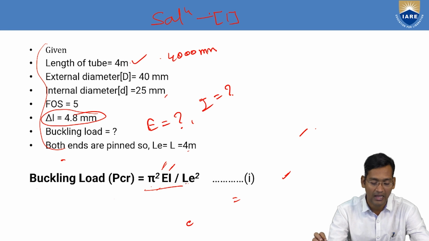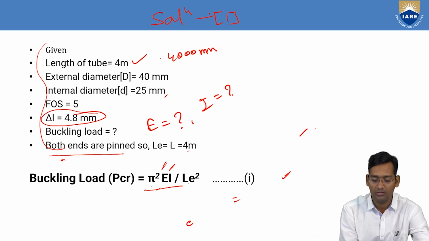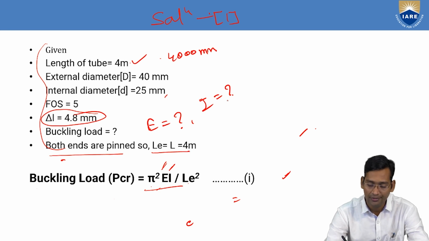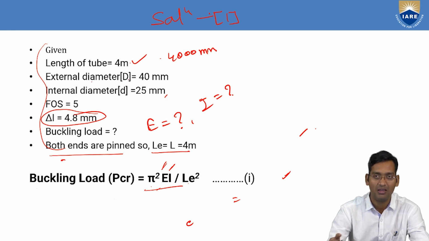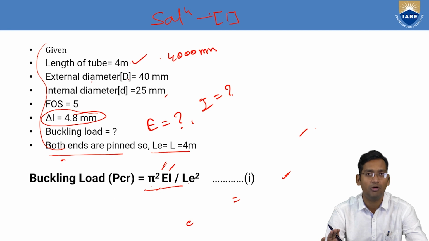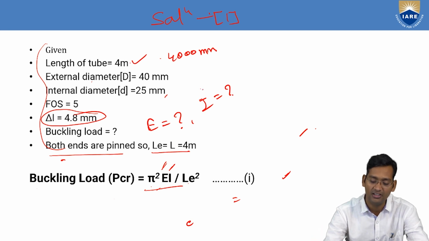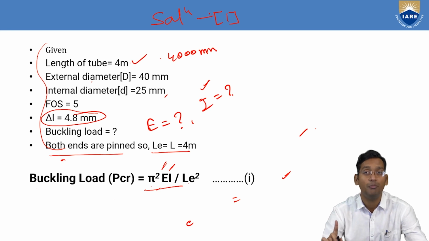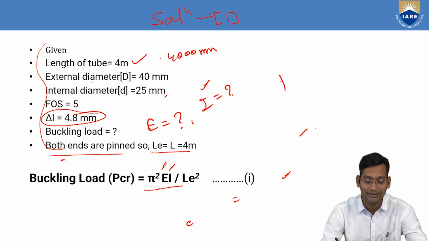So both ends pinned, means LE is equal to L, and 4. So now just see E required, I required for finding this equation. Now how we will find the E and I? I directly we can find from here. I is pi by 64, capital D power 4 minus small d power 4. So for finding I there is no issue. Directly we can find, that already we found. Now the thing we have to find is E. So what we will do, we will apply Hooke's law, that sigma is equal to E into epsilon, that is strain.